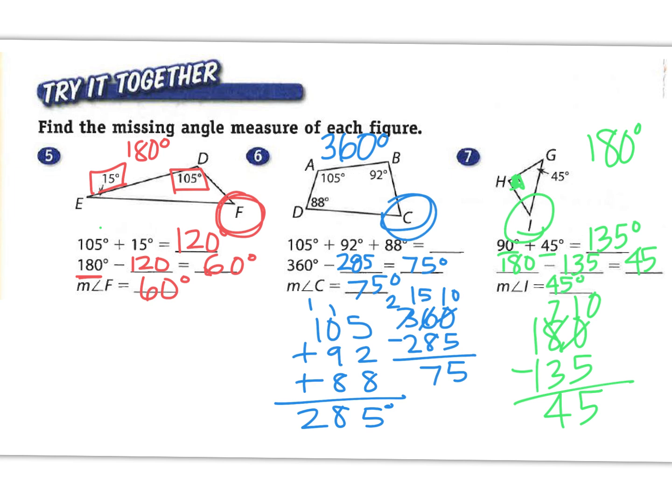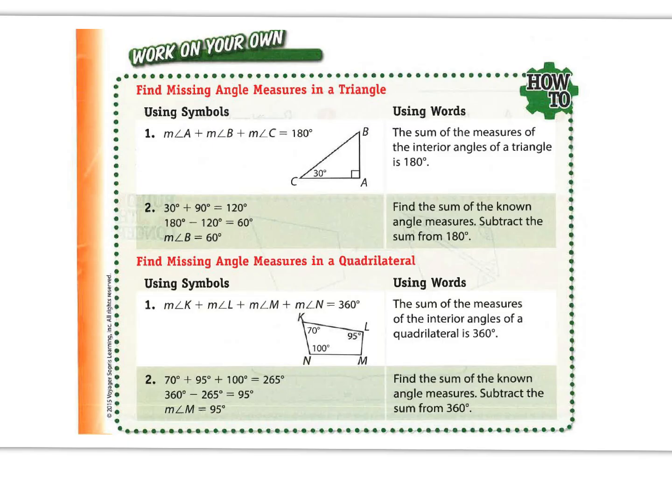So a reminder again, I'm going to keep saying it. A triangle always equals 180 degrees. A quadrilateral always equals 360 degrees. So when you go to work on your own, find missing angle measures in a triangle using symbols. Angle A plus angle B plus angle C equals 180. The sum of the measures of the interior angles of a triangle is 180 degrees. We just talked about that. Then you find the sum of the known angle measures and subtract from 180.